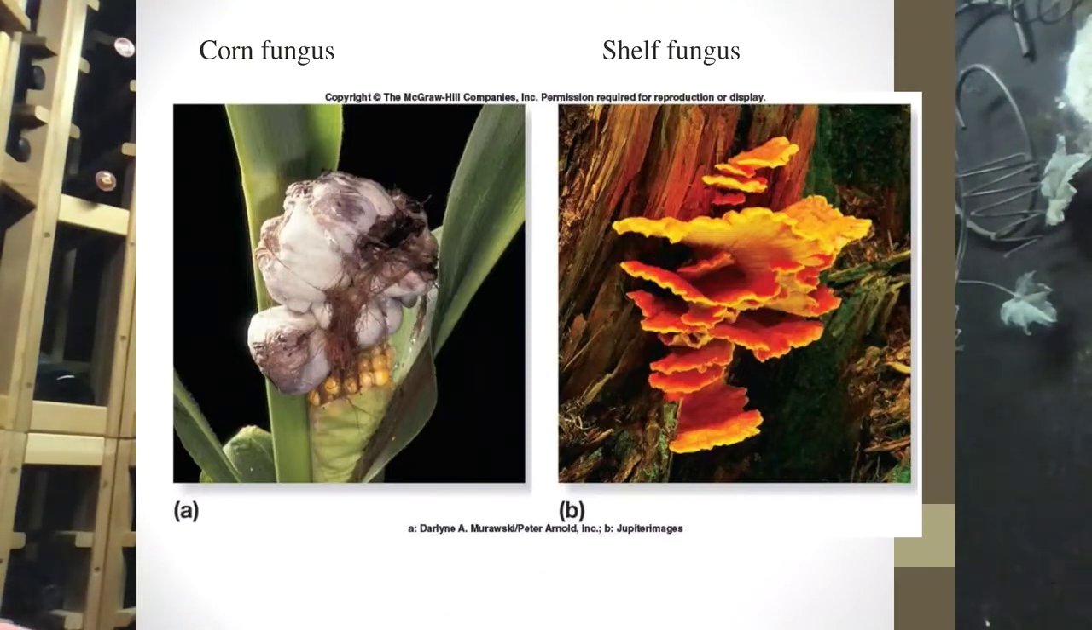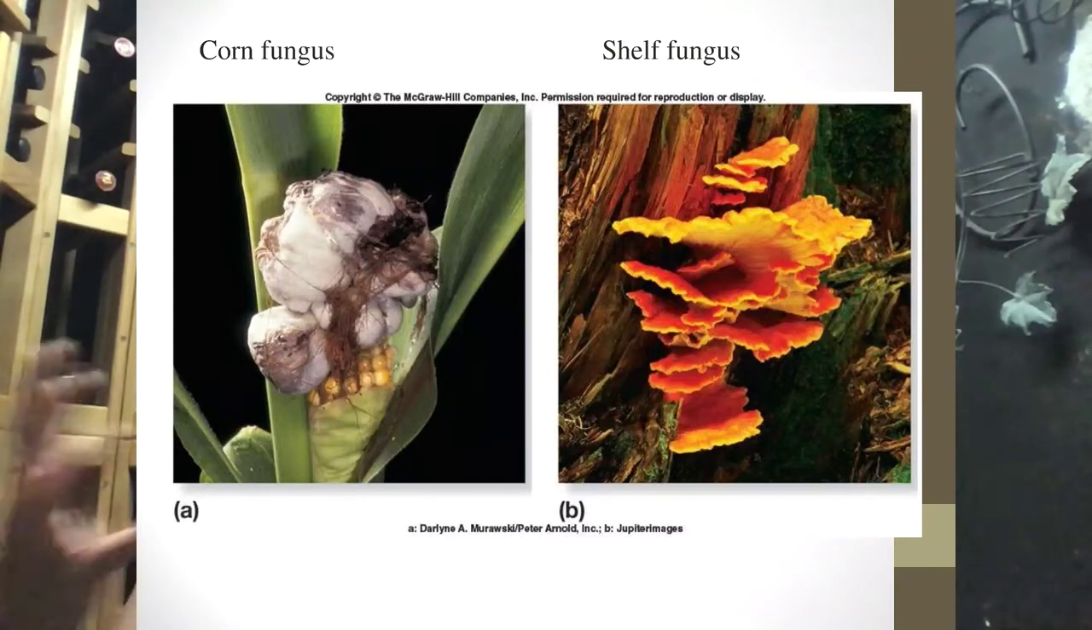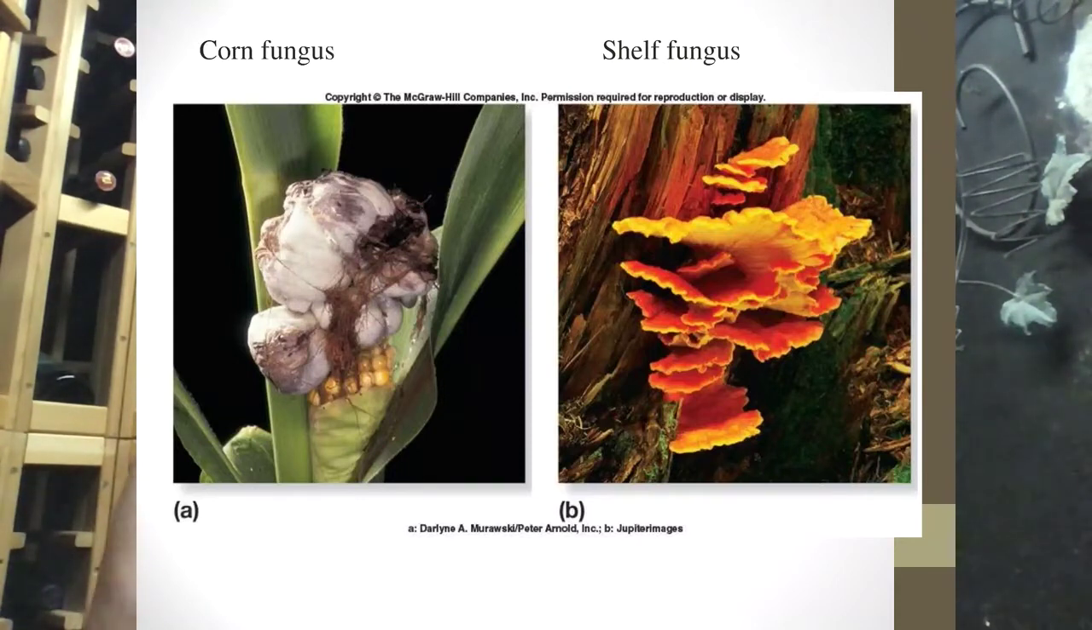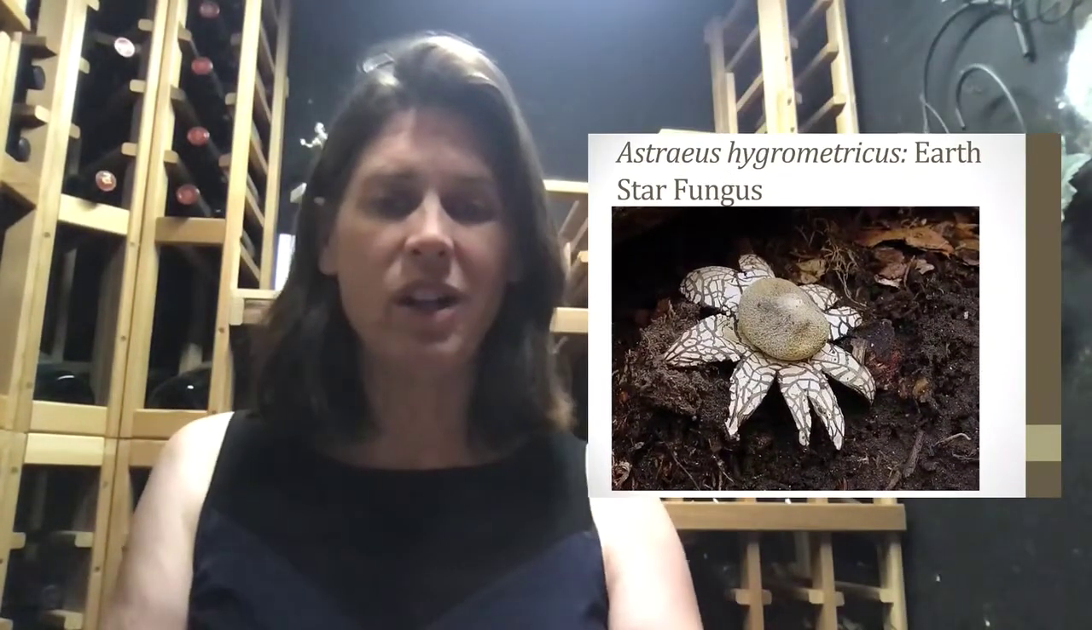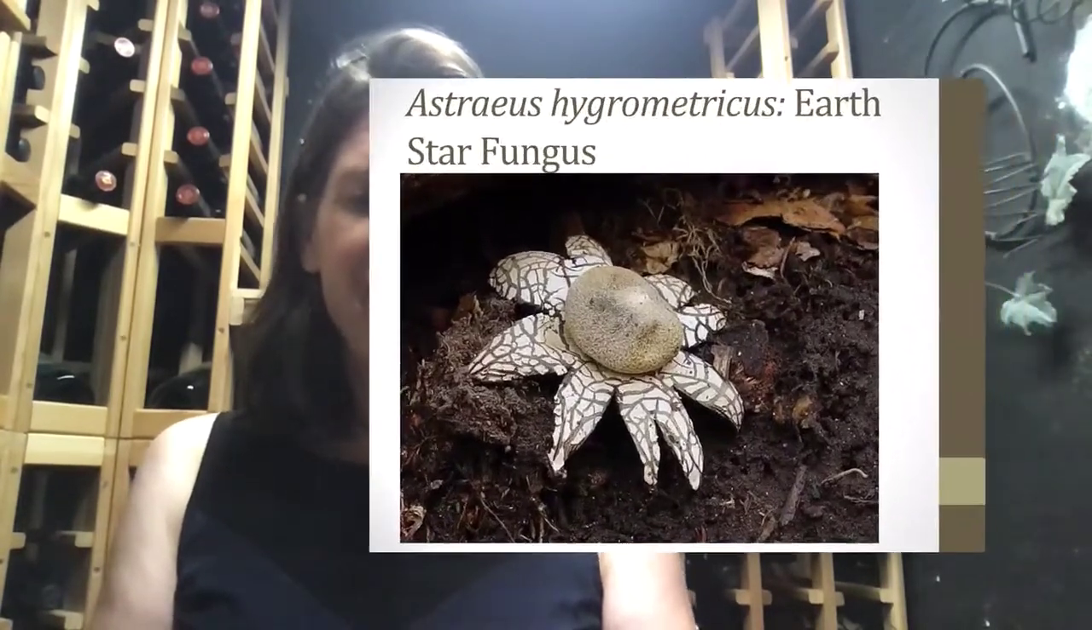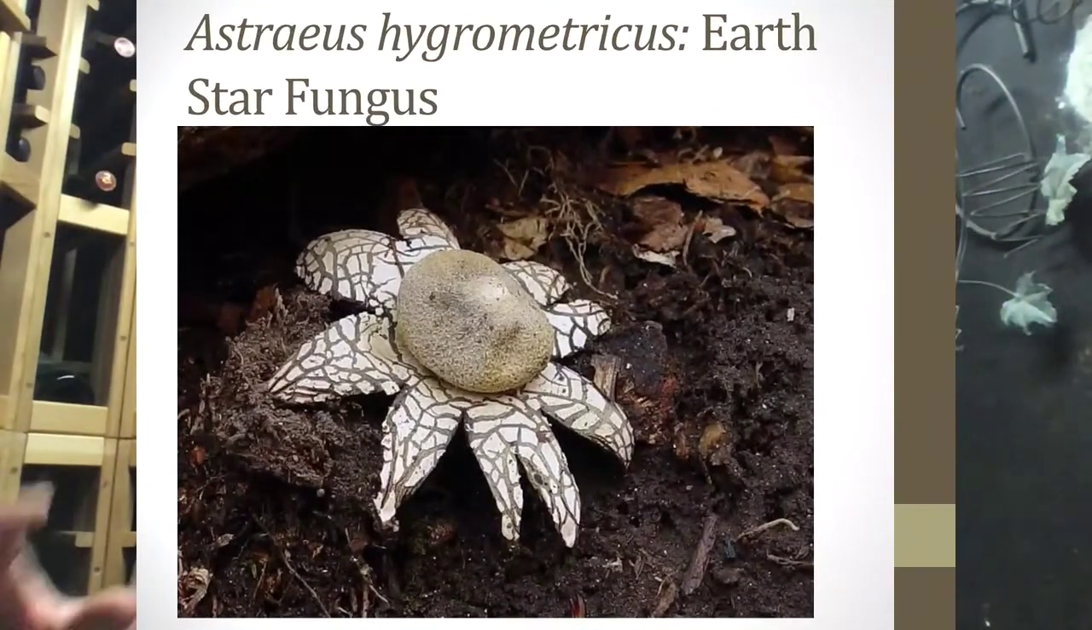These colors are real. Here's some fungus growing out of corn. So again, it can damage our crops pretty easily. So that's the fruiting body coming out of the corn. This is an interesting one. This one's called an earth star. It's pretty cool. I put a video on Canvas so you can see.